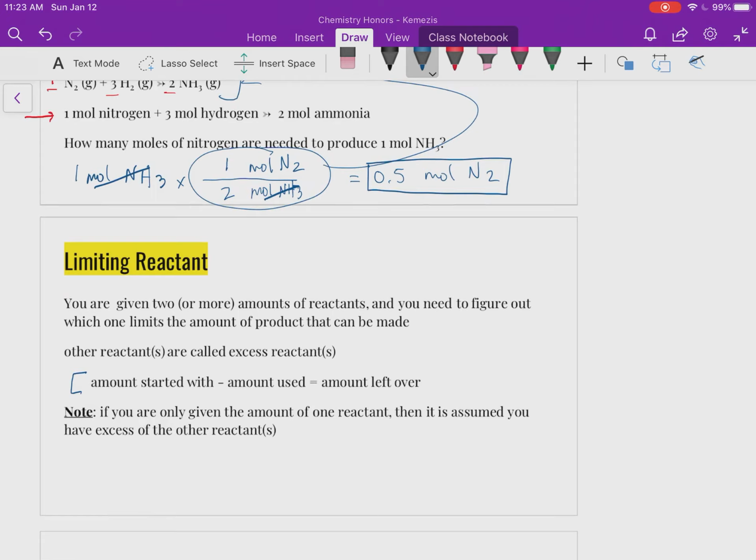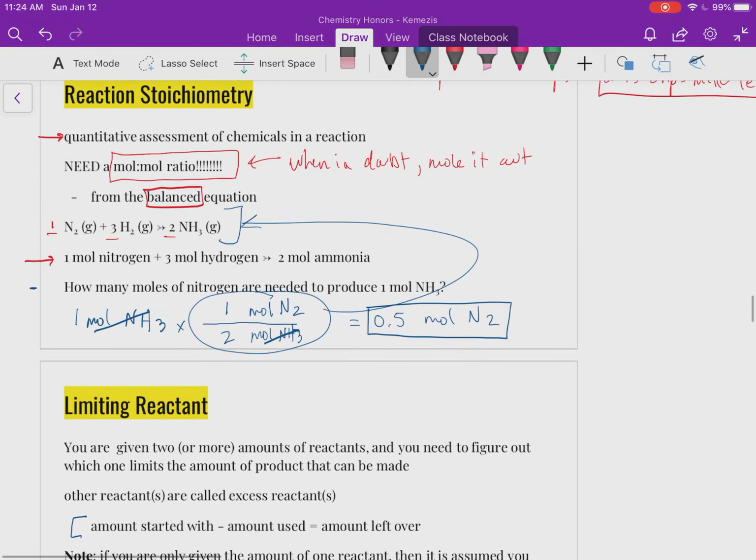And to note, if you are given only one amount of reactant, then it's assumed that you have excess of the other. So looking at the question we just had, how many moles of nitrogen are needed to produce 1 mole of NH3, that's assuming we have enough hydrogen, and you can say that, right? 0.5 moles of nitrogen, assuming we have enough hydrogen. But if you're not given the amount of hydrogen, you can just assume that you have excess hydrogen or more than enough hydrogen.